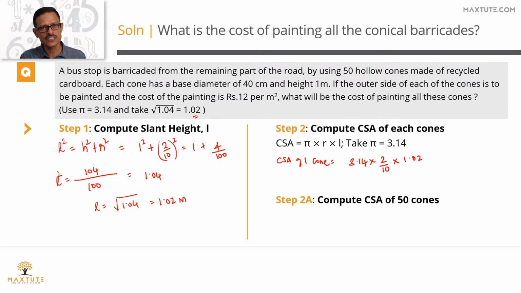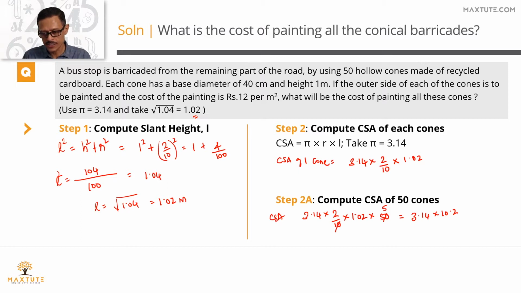Let's compute the curved surface area for all 50 cones. So all that we need to do is basically multiply this value with 50. So that's 3.14 into 2 by 10 into 1.02 into 50. For all 50 cones, this is going to be the curved surface area. The 10 gets cancelled with this 50 to leave us with a 5. 2 into 5 is 10. So that's going to be equal to 3.14 into 1.02 into 10, which is 10.2. This becomes much easier to calculate.